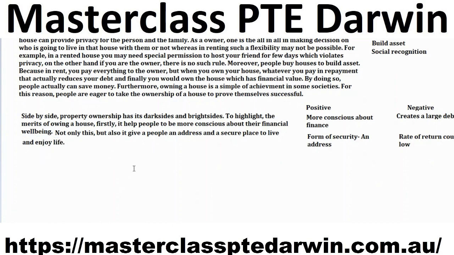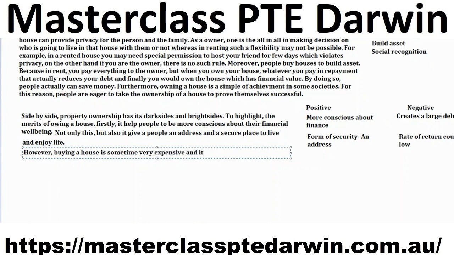Okay, so now the flip side. So what are the bad sides? However, if we write in the same para, we can write however here, or you can write however here. Whatever is comfortable for you. What are the bad sides of investing in property? So that could be, however, buying a house is sometimes very expensive and it creates a large amount of debt.